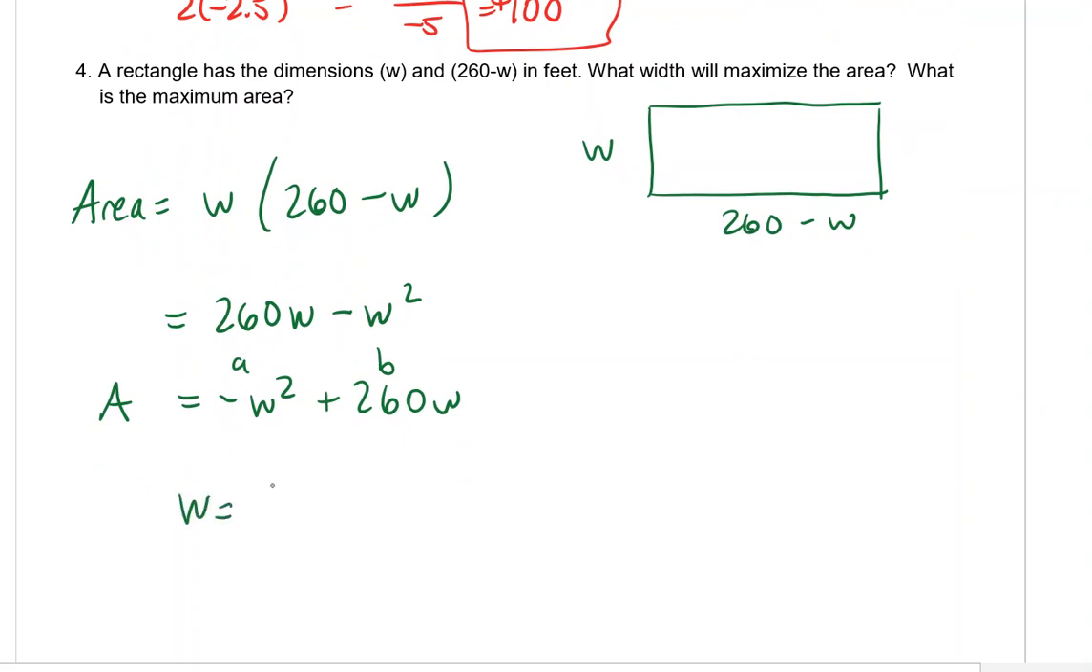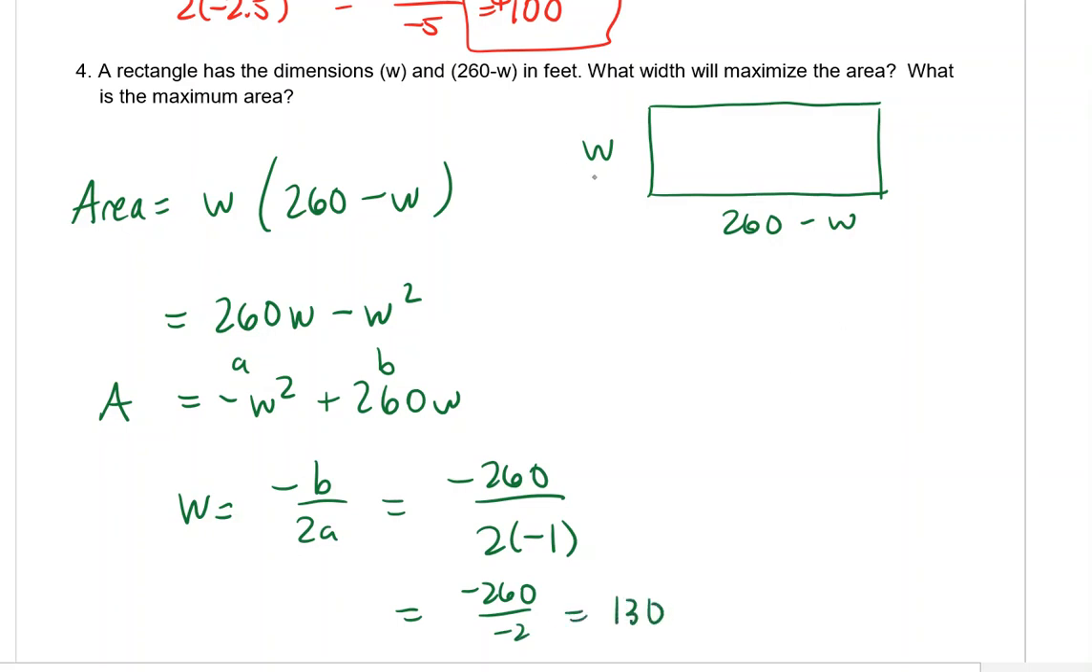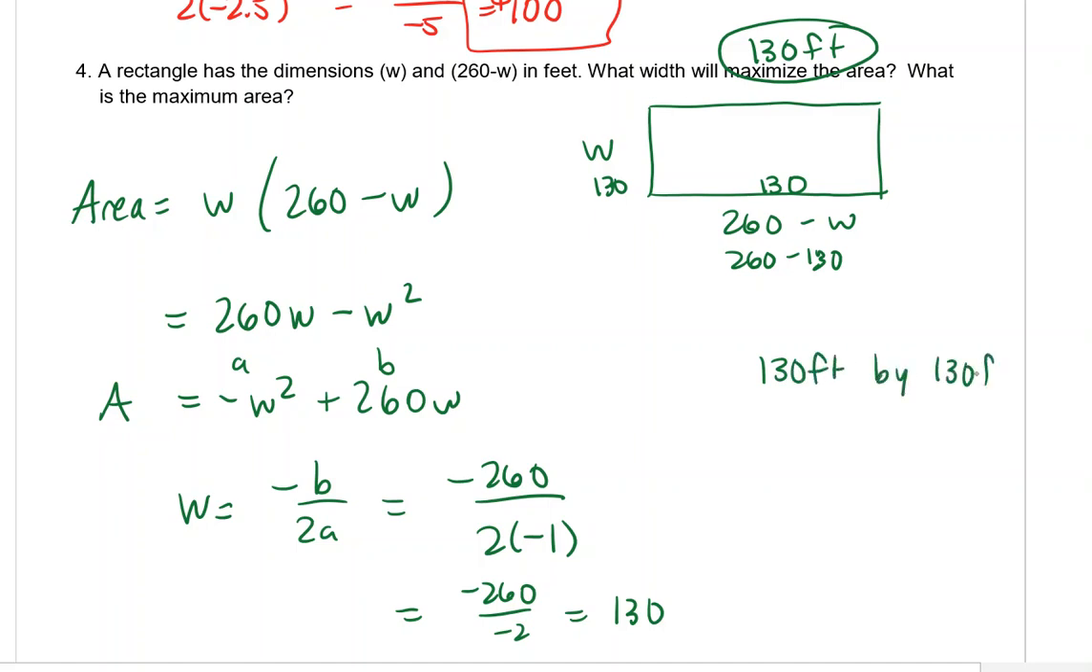So my width is going to be negative b over 2a, which is going to be negative 260 over 2 times negative 1. Negative 260 over negative 2, or 130. So this side is 130. This side is 130 also because it's 260 minus 130. So the max dimensions, the width is 130 feet, but it's actually all square. It's 130 feet by 130 feet, or square of the area.